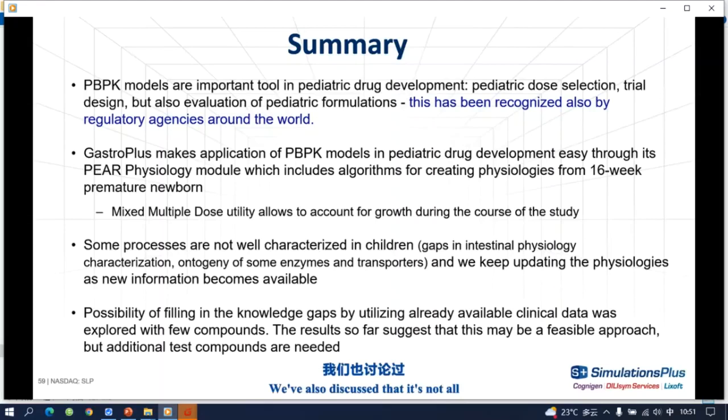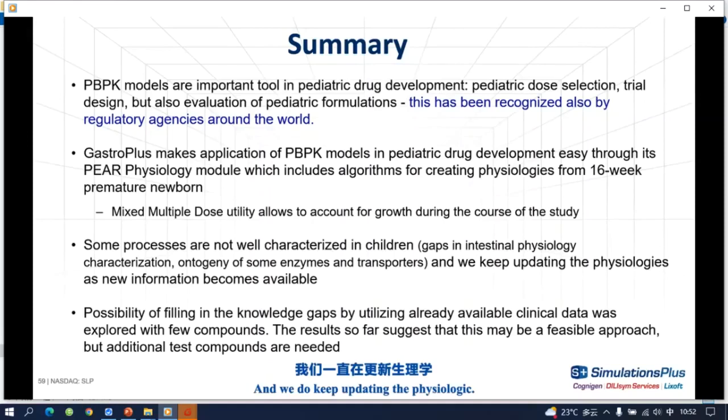We've also discussed that it's not all completed yet. Some of the processes are not well characterized yet. There are still gaps in intestinal physiologies. The ontogenies of enzymes and transporters are still being measured, and they are coming up very frequently. I showed only a very small section of some of the papers that are coming up.